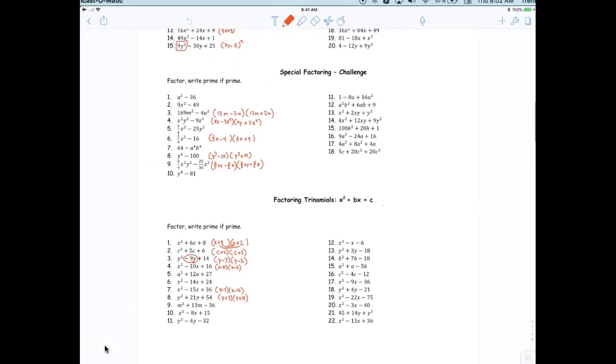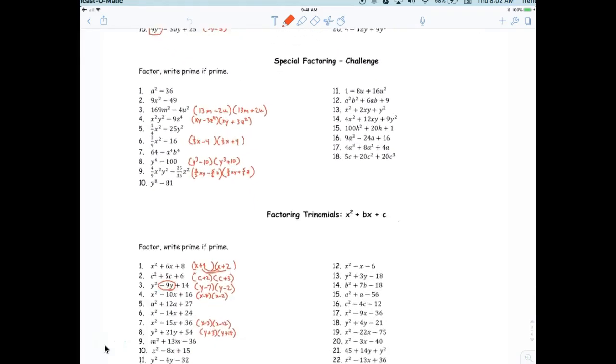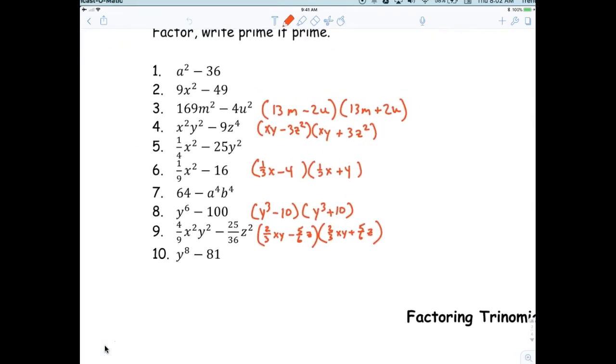Now, if you don't mind, let's go up to special factoring, a squared minus 36. So look at a squared minus 36. We should be able to zip down this column pretty quickly. So a squared minus 36 would be what? A minus 6. A plus 6 times a minus 6. 9x squared minus 49: 3x plus 7 and 3x minus 7.